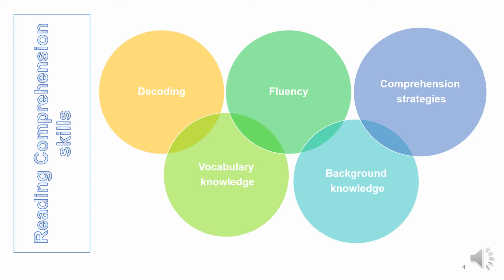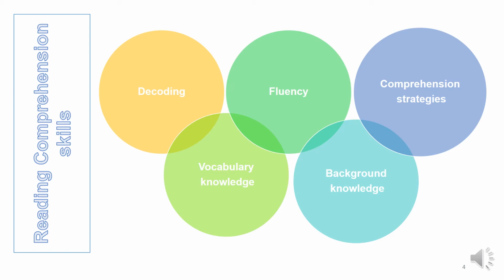What are the reading comprehension skills? First of all, we have decoding. Decoding means the ability to use letter-sound relationships to decipher words, okay? And the second skill is fluency. Fluency means the automatic, appropriate reading rate.